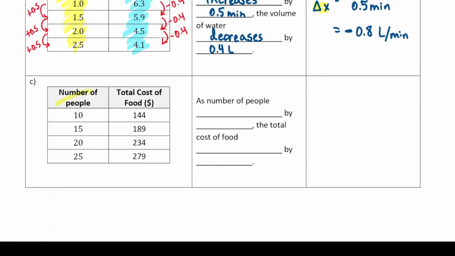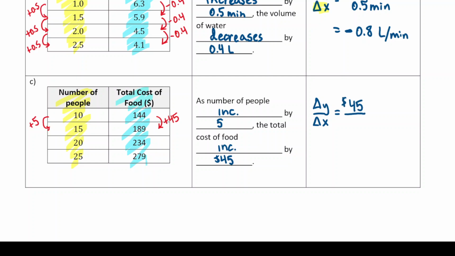Again, pause the video, try this on your own if you would like. I'm going to go a little faster here. So now you see the number of people is going up by 5. That's consistent throughout the whole table. To see what the difference is, sometimes if the numbers are big or if there are decimal places, you can just subtract. But we can see here that the values are going up by $45 every time. So as the number of people increases by 5 people, the total cost of food also increases by $45.